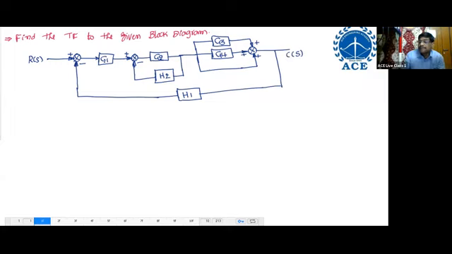Come on, solve it. Find the transfer function. All are directly given. A parallel combination is directly there, a loop combination is directly there, and a series combination is directly there. So come on, get the answer. Solve it, all of you.